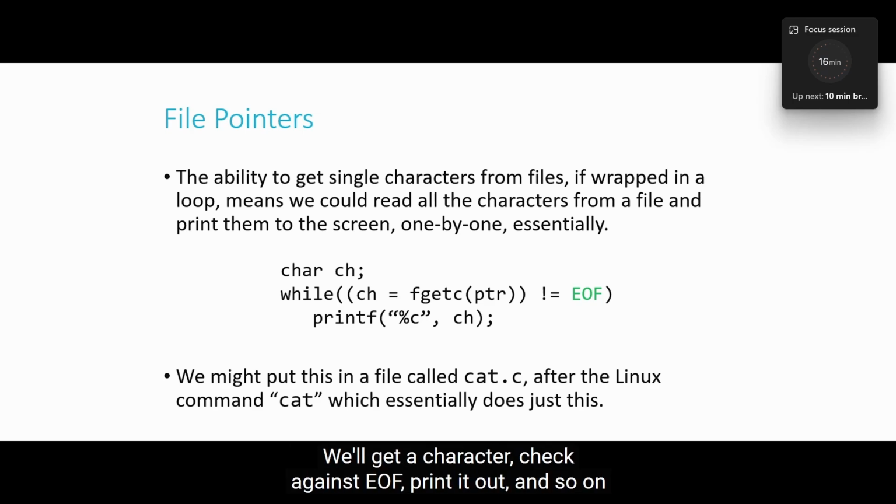We'll get a character, check against EOF, print it out, and so on, looping through in that way until we've reached the end of the file. And then by that point, we will have printed out the entire contents of the file. So again, we've only seen fopen, fclose, and fgetc, and already we can duplicate a Linux terminal command.